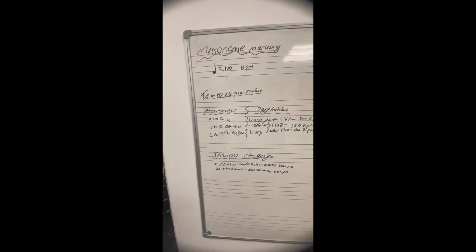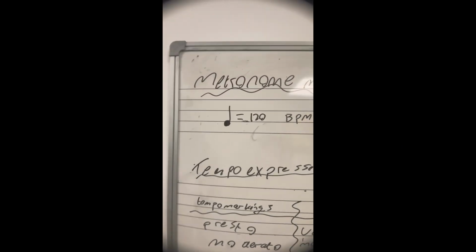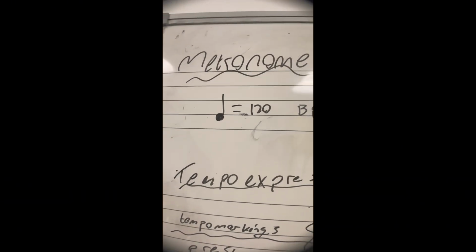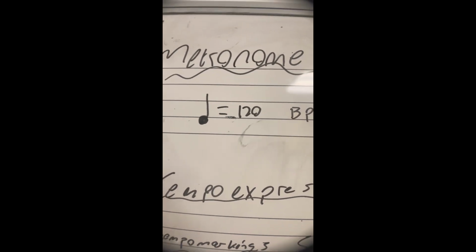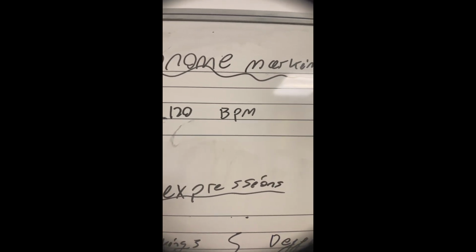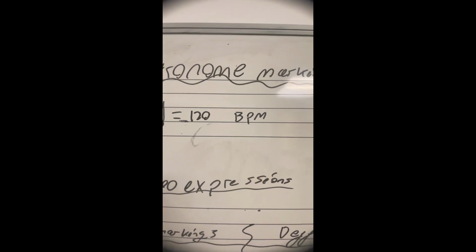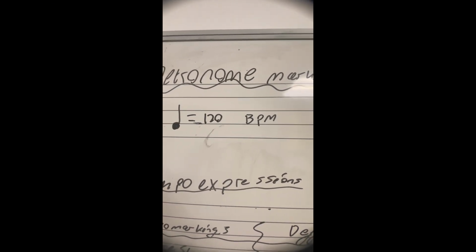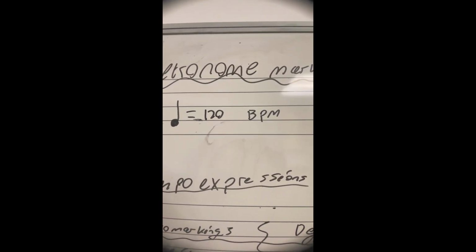So in today's video, I'm going to be doing stuff like metronome markings, expressions for tempo, expressions for dynamics, articulation markings, and instrument and vocal techniques. So metronome markings, it may show up like this. So this is 120. So that's the BPM, beats per minute, and that's how fast the piece is. And this is 120 BPM.